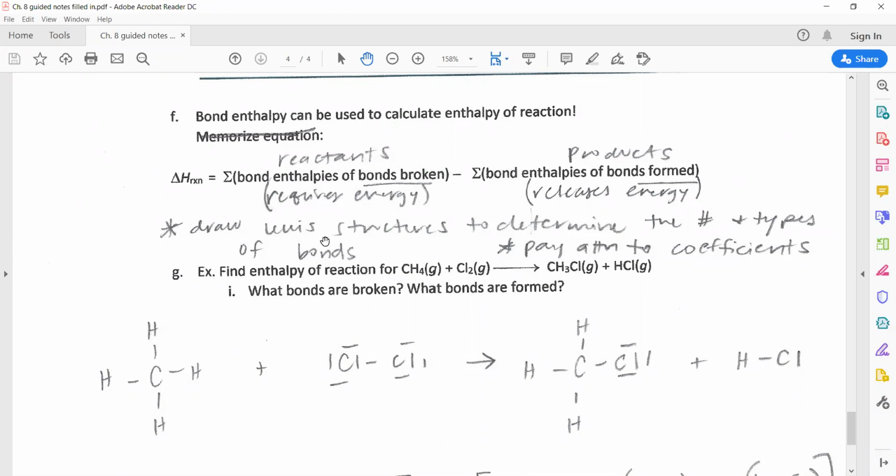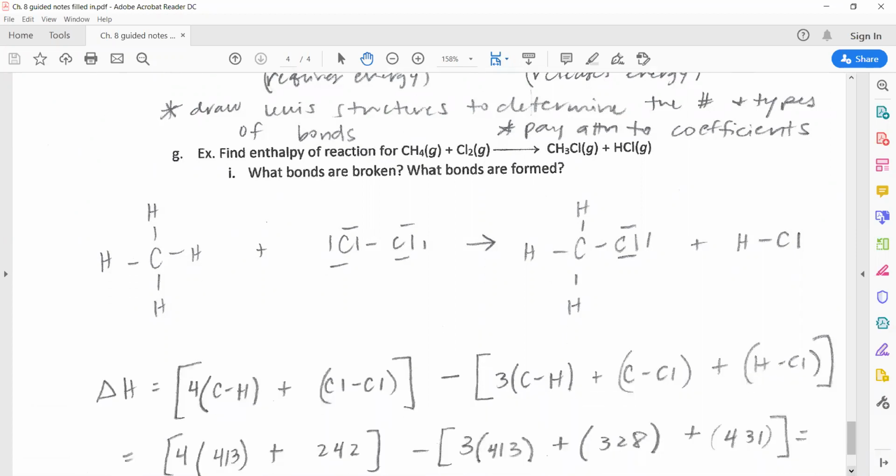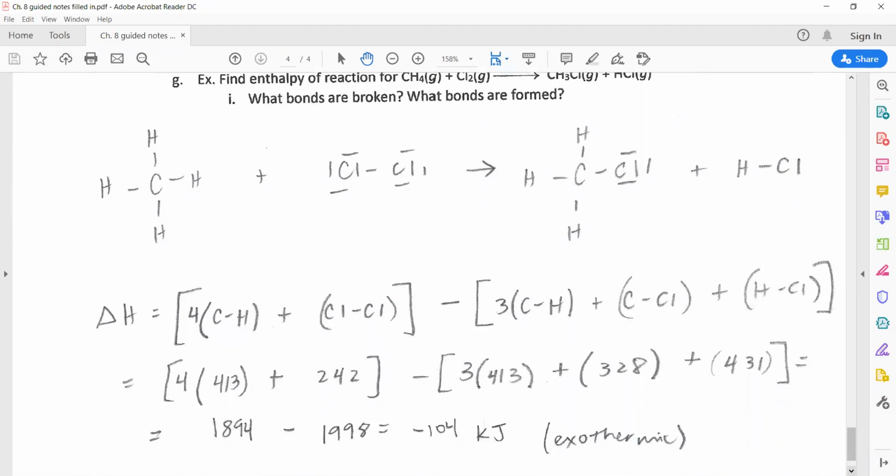So first you'll need to draw your Lewis structures to determine what types of bonds you're working with. You also need to pay attention if there's coefficients. This example doesn't have coefficients, but if there were two CH4s, then that would mean I would have to break 8 of these bonds because there would be 2 of these molecules involved. I personally like to pretend that every bond is broken and every bond is formed, even if there's some of the same on both sides.